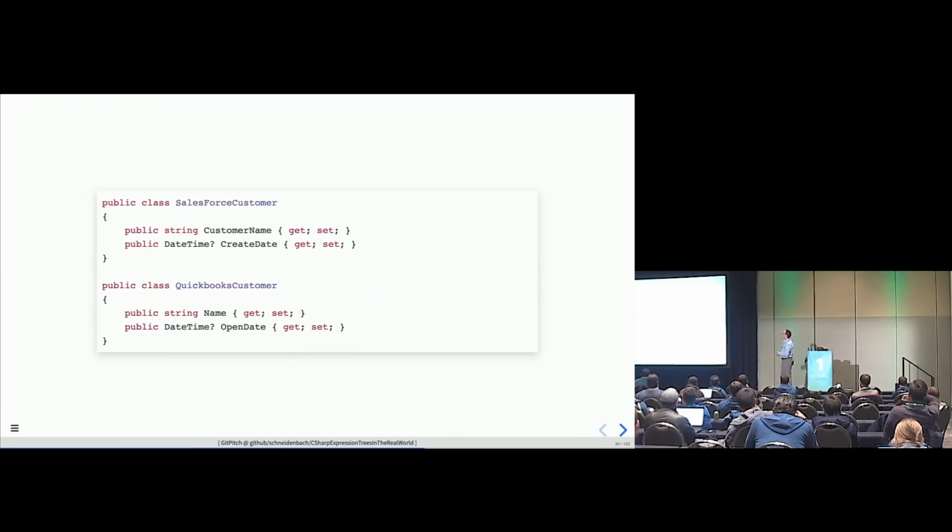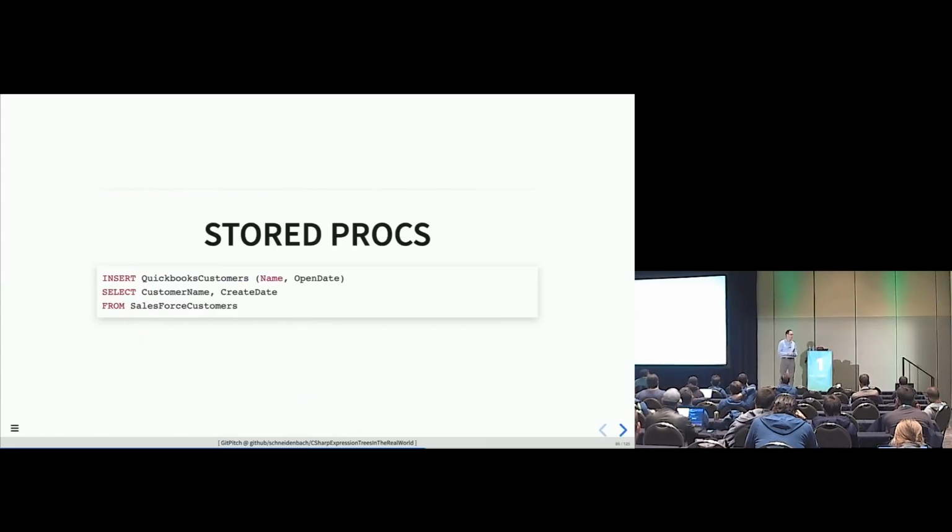But let's say, for example, that we have a Salesforce customer and a QuickBooks customer. The Salesforce customer, for one reason or another, is called customer name, and we want to map it to the QuickBooks name property on that customer. And then we have a create date, which kind of sort of goes with open date. Well, we go with it. That's just what our product definition says, so we go with it. So our job is to copy over all of these properties from one entity to another. So this is what our stored procs look like.